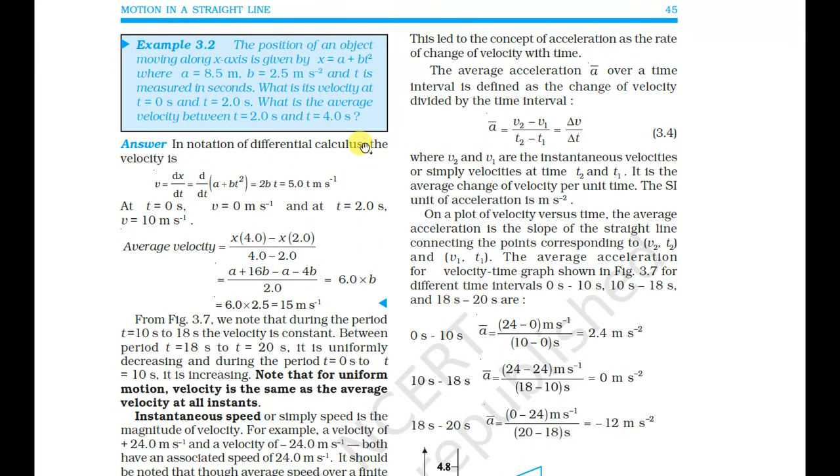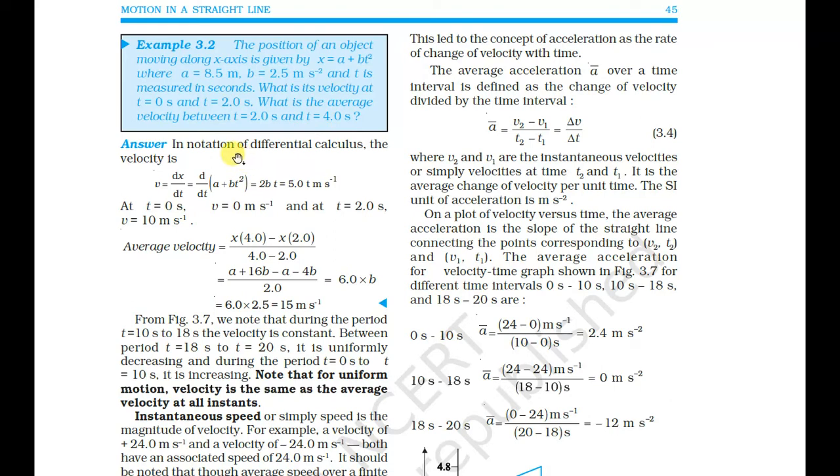See here, the position of an object moving along the x-axis is given by x equals a plus bt squared, where a equals 8.5 meters, b equals 2.5 meters per second squared, and t is measured in seconds. What is its velocity at t equals 0 seconds and t equals 2.0 seconds? What is the average velocity between t equals 2 seconds and t equals 4 seconds?